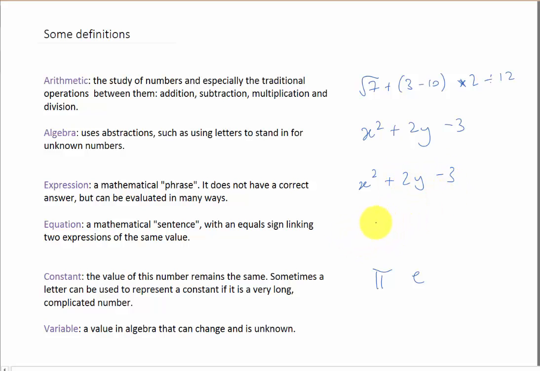Whereas in an equation, we have two things being equal to each other. So, for example, if we had x squared plus 2y equals 3, this is the important part, the equals. So these two halves of the expression have to have the same value. So they have to be equal to each other. Alright, I think that's all I have to say about that.